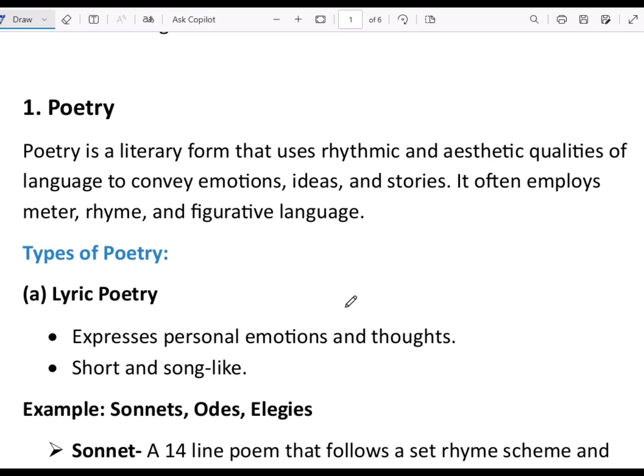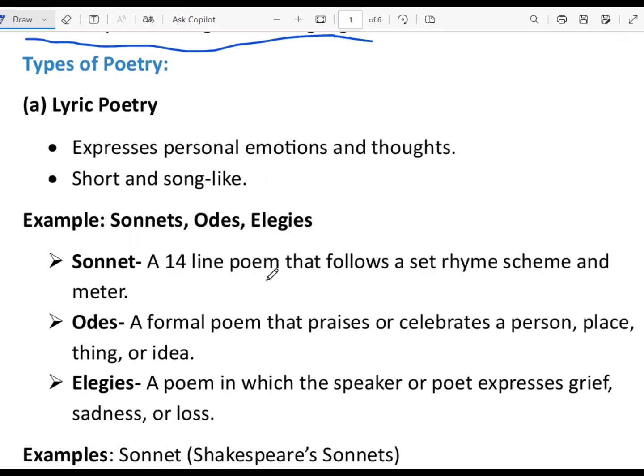So poetry is a literary form that uses the rhythmic aesthetic qualities of language to convey our emotions, ideas and stories. It mostly has a rhythmic meter, and it often employs meter, rhythm and figurative language. And in short, poetry is the art of our expression but in a verse form. We know also that poetry is one of the oldest and most expressive literary forms. It uses rhythm, meter, and figurative language that makes poetry rich. And we'll know how they make the poetry rich through the types of poetry.